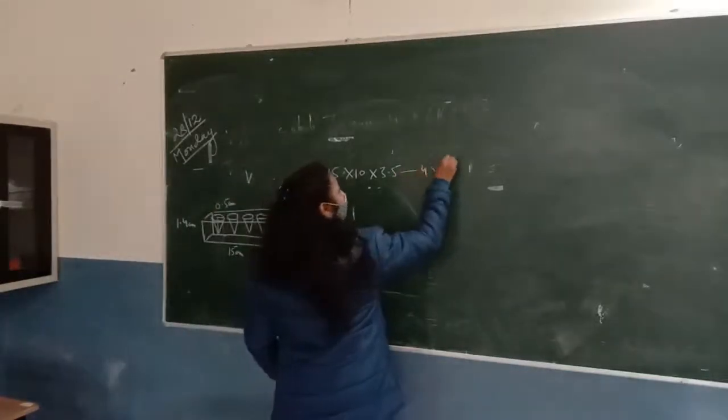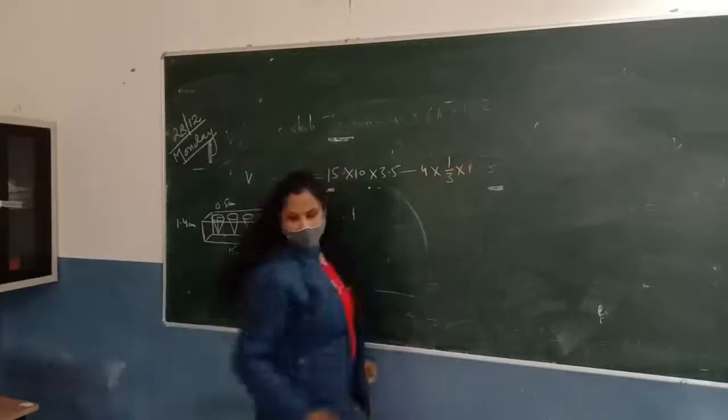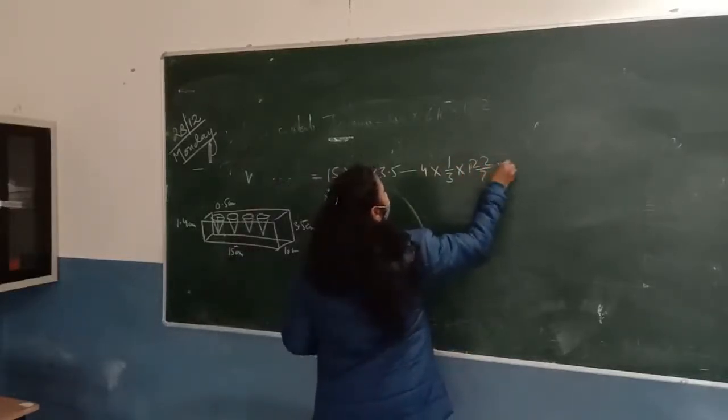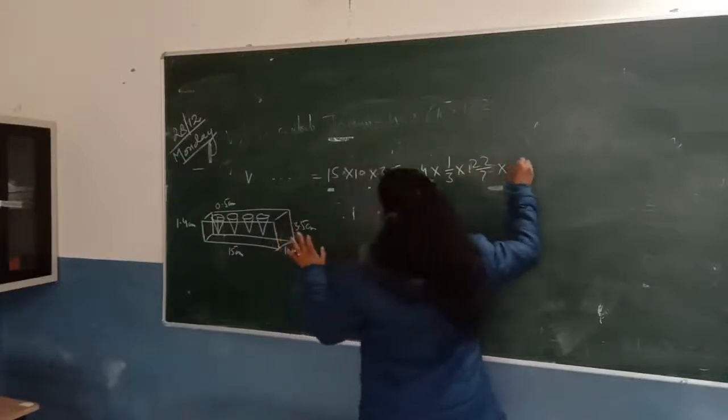Minus 4 into 1/3 pi value. Now given it is 22/7. 1/3 pi r square. What is r here?